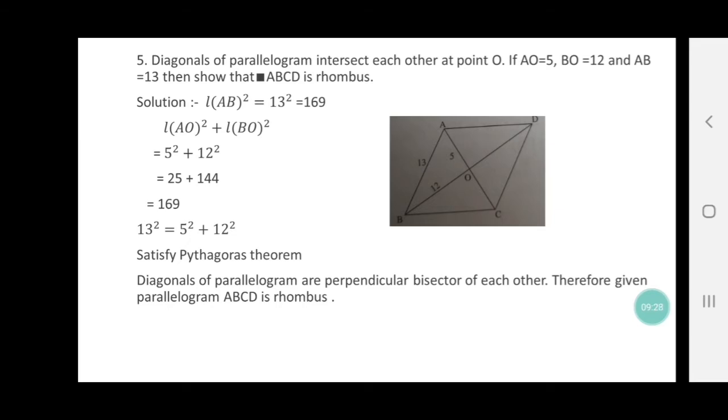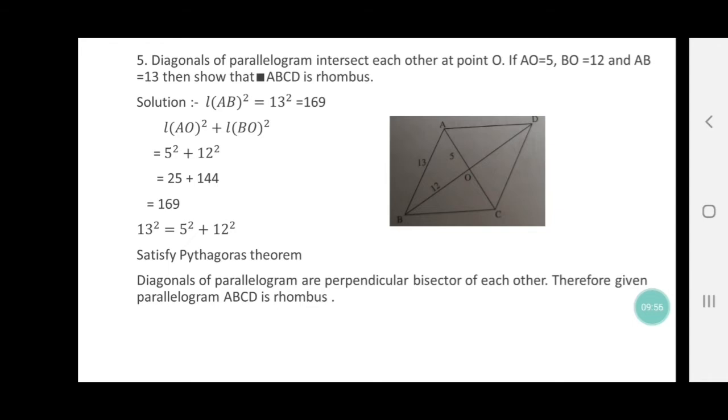In the fifth problem, the diagonals of the parallelogram intersect each other at O. AO is given to us as 5 and BO is given to us as 12. And AB is given to us as 13. We have to show that the given parallelogram is a rhombus. Now for the rhombus, what are the properties of the rhombus? That all sides are equal. So in the case of a parallelogram, it's not possible.